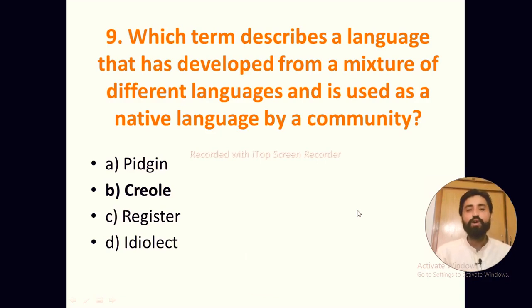The next one is: which term describes a language that has developed from a mixture of different languages and is used as a native language by a community? Now here, if you set this aside, that it is used as a native language by a community, then it's pidgin. But when this part comes in, that it develops its own native speakers, then it becomes a creole.